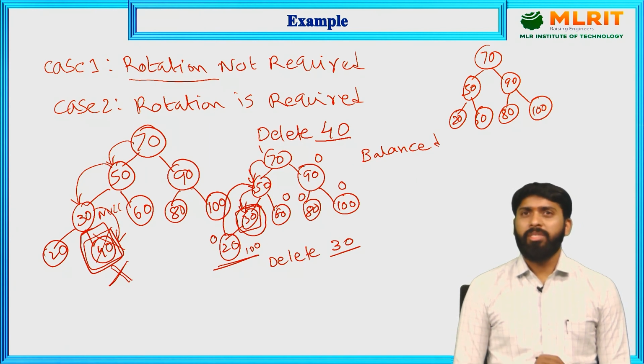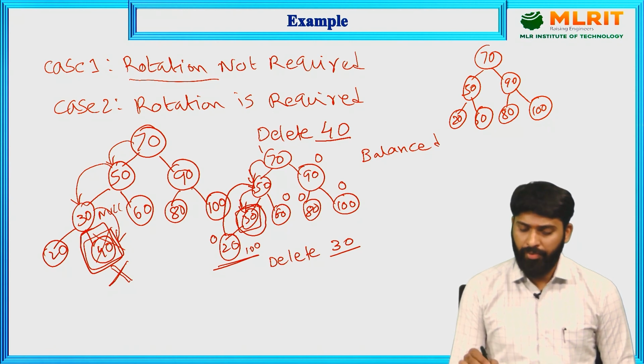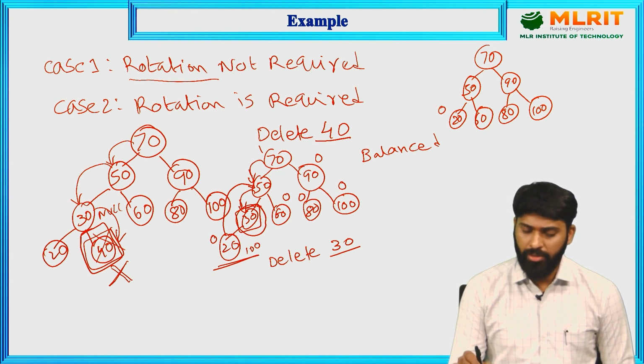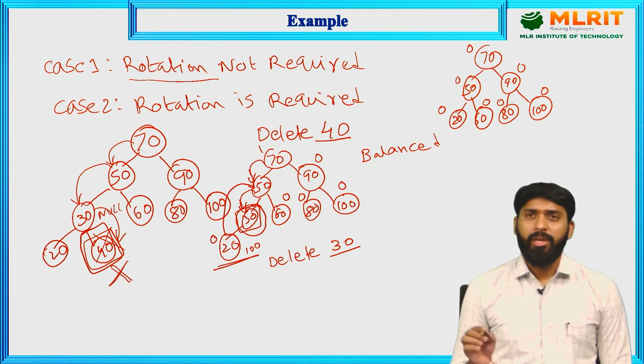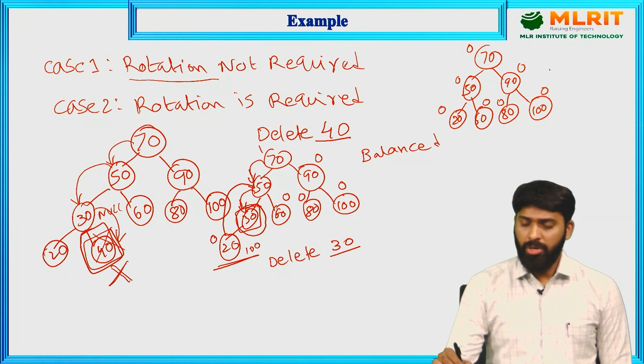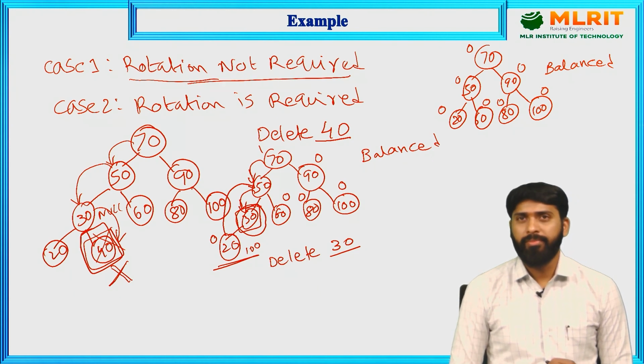Okay. What is the second step? Find the balancing factor. For 20 the balancing factor is 0, 60 is 0, 50 is 0, 70 is 0, 80 is 0, 100 is 0, 90 is 0. So all the values are less than 1. So the tree is balanced. So rotation is not required.